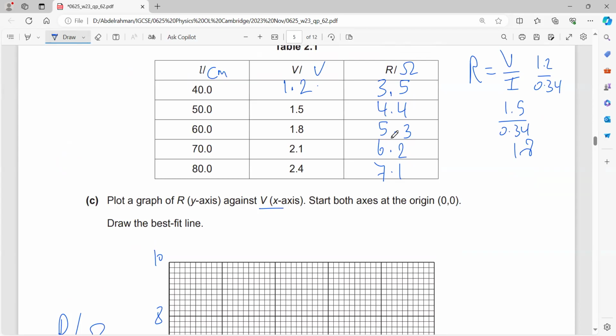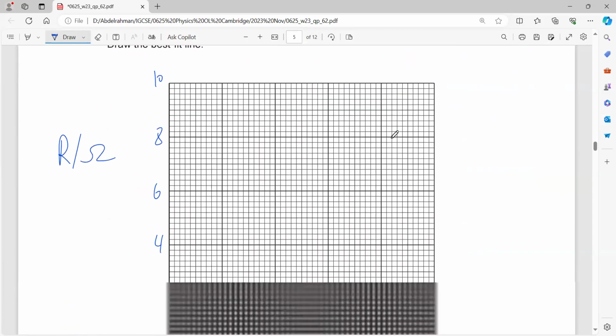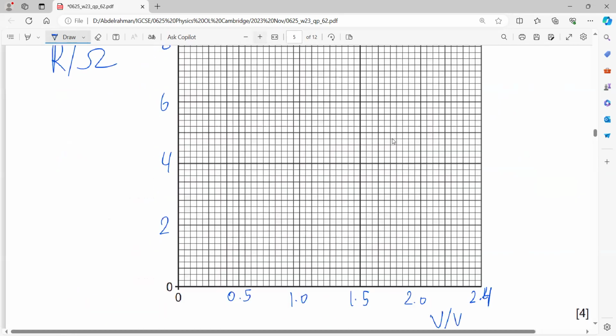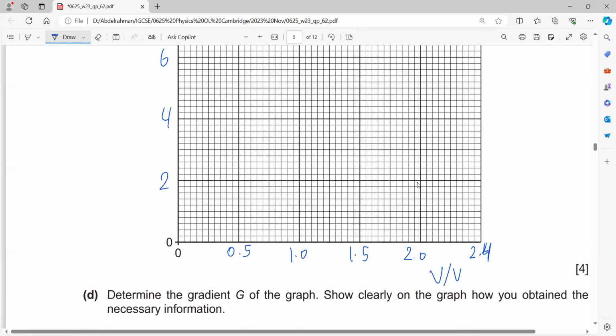The points could be a bit easy. Voltage 1.2 and 3.5. Let's zoom in a bit. The 0.2 would be after 4 squares. This is 1.2. Why did we make the last one 2.4 and not 2.5? Sorry, 2.5. Okay, 1.2 and 3.5 would be here.